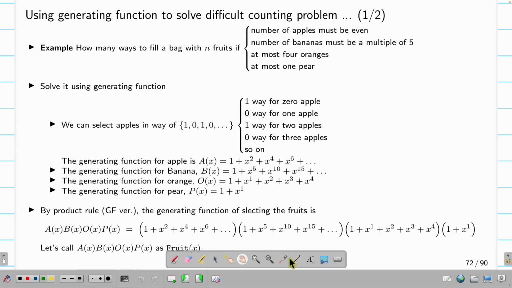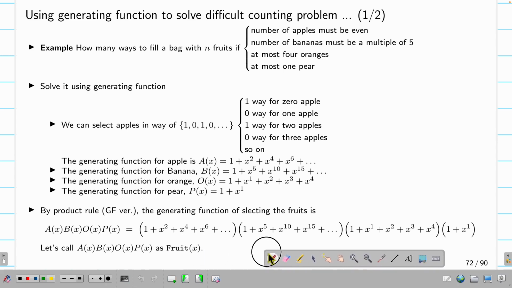Okay, in this example, we are going to study how to use generating function to solve a very difficult counting problem. This is just an illustration on how generating function is useful for counting. This kind of question is very difficult, and therefore, this kind of question will not appear in exam. This is just an illustration, okay?